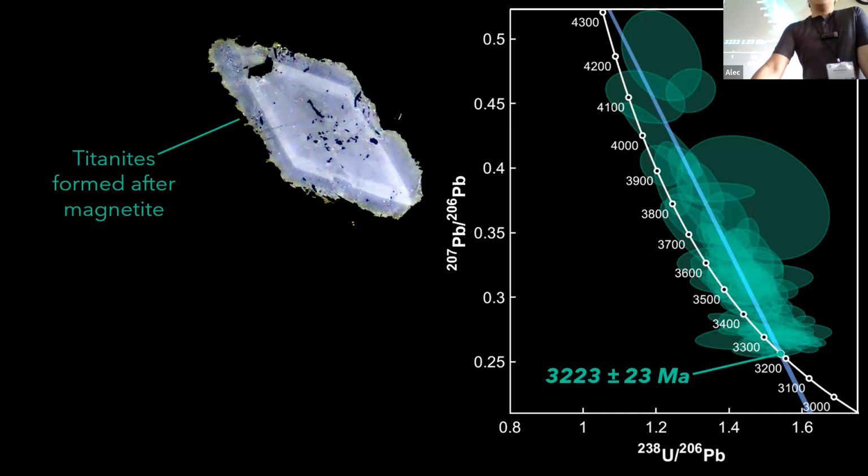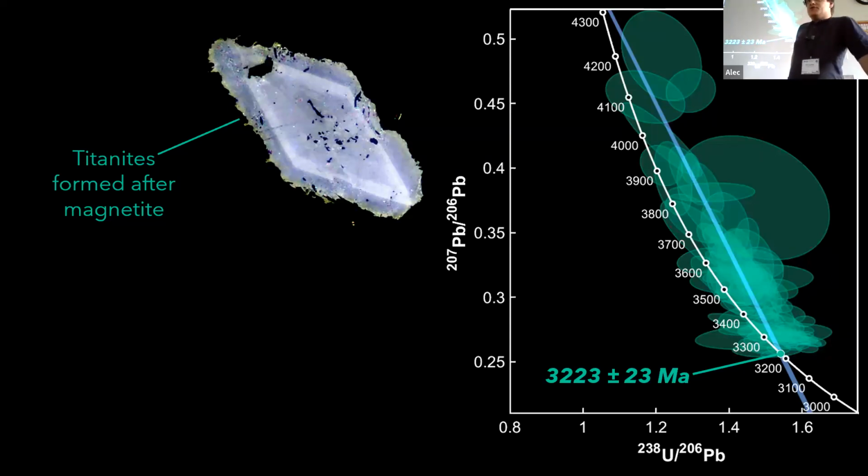And here are the results of that. For those of you who may not be familiar, this is a Tera-Wasserburg concordia plot. If you've ever seen a traditional concordia diagram for zircon geochronology, it's not read in quite the same way. That's especially true for titanites because titanites, unlike zircons, incorporate variable amounts of common lead from their environment during crystallization. That means that the uranium-lead composition of a population of titanites that all crystallized at the same time will lie along a linear array, which, as you can see, our titanites do.